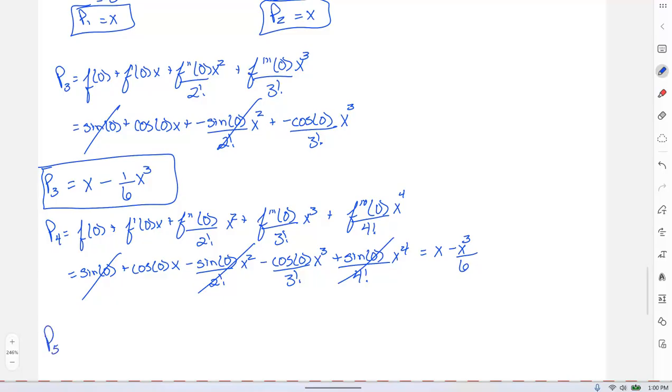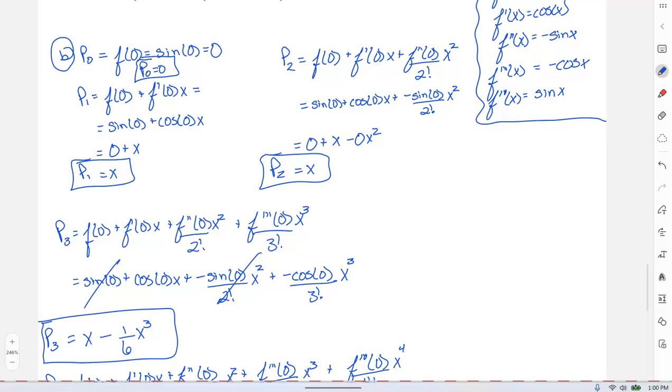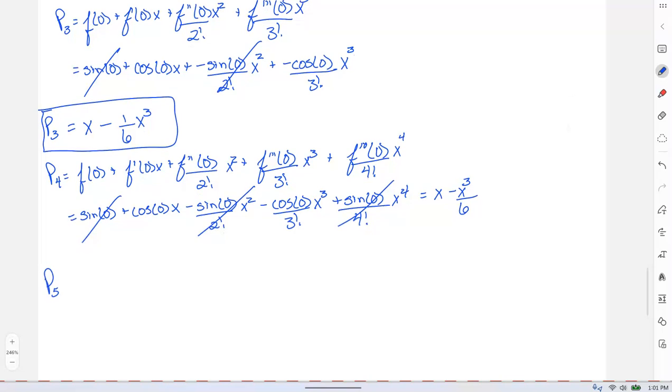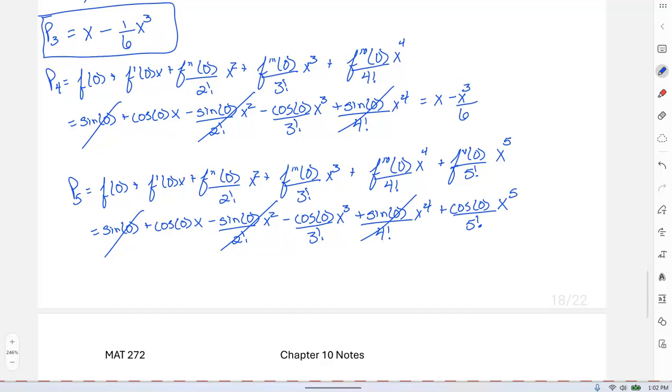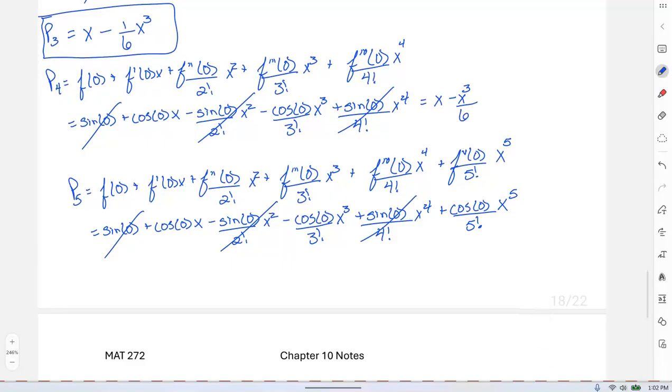But if we were to look at P5, which needs that fifth derivative, so we're going to find that fifth derivative. Derivative of sine is cosine. So that fifth expansion would look like this, taking derivatives up through that fifth derivative. And anything with a cosine of 0 is going to give us a 1, but sine of 0 terms are still going to cancel out. So we're going to be left with x minus x cubed over 3 factorial plus x to the fifth over 5 factorial. So you can see a pattern emerging here.